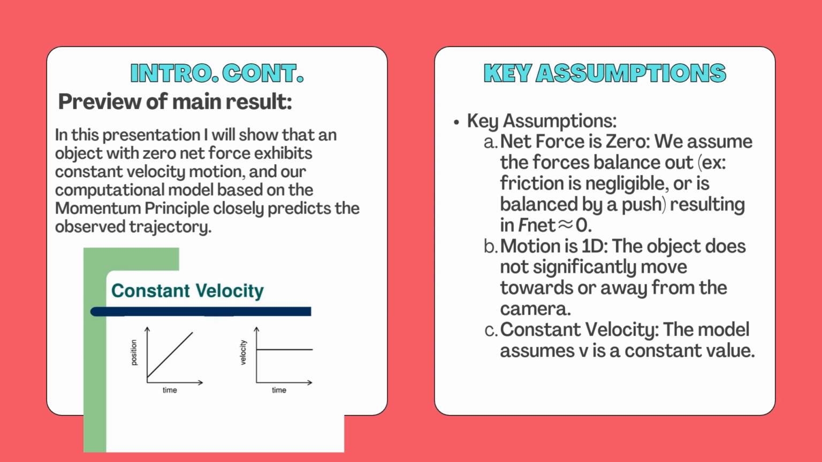In this presentation, I will show that an object with 0 net force exhibits constant velocity motion, and our computational model based on the momentum principle closely predicts the observed trajectory. Some key assumptions were that net force is 0. We assumed that all the forces acting on our moving box balanced out to 0. The motion is 1D, so the object doesn't move towards or away from the camera, and constant velocity was assumed since net force was 0.